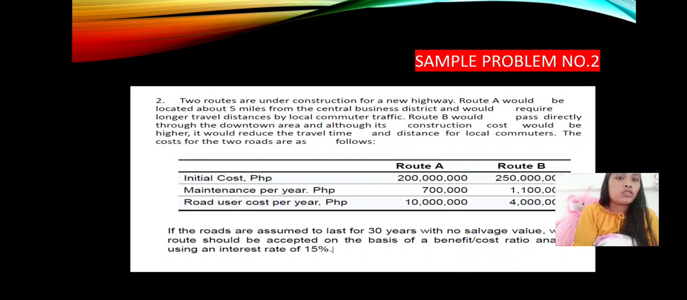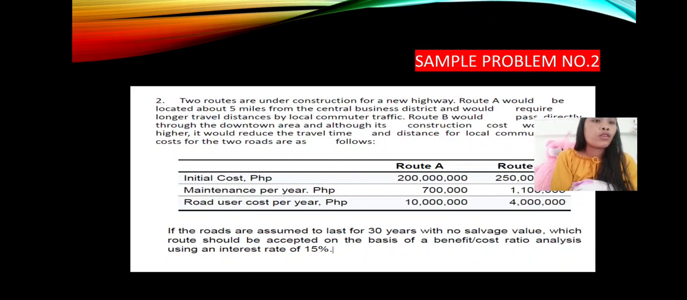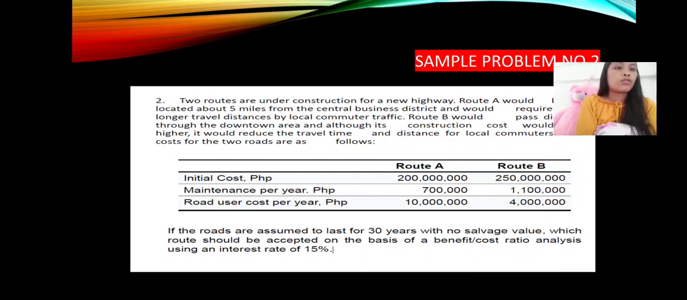Ang Route A, initial cost is 200 million. Ang Route B is 250 million. The maintenance per year is 700,000 for Route A, and Route B is 1,100,000. Road user cost per year is equals to 10 million for Route A, and for Route B is 4 million. If the roads are assumed to last for 30 years with no salvage value, which route should be accepted on the basis of a benefit cost ratio analysis using an interest rate of 15%?